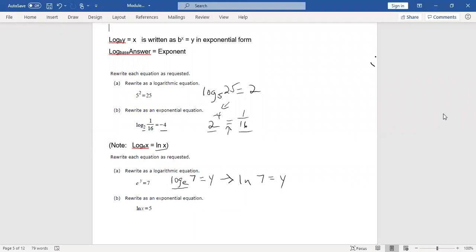Okay, let's look at the next one. Here we have the natural log of x equaling 5. We know what the base of the natural log is, but so that you can see it, remember again that the natural log is the same thing as log base e. So the first thing we're going to do is rewrite this as log base e of x equals 5. Again, my base is e. The power to which e is raised is 5. And the answer of raising e to the 5th power is x.